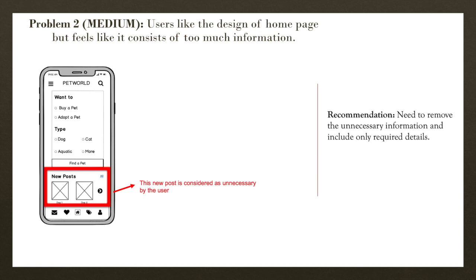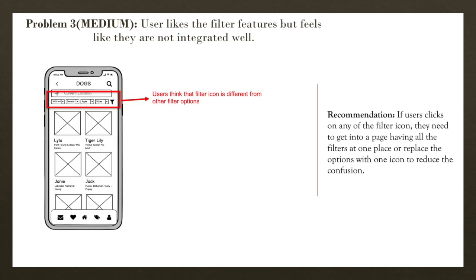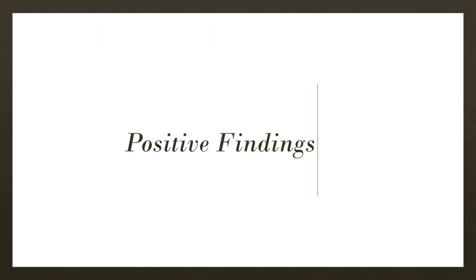And the other one is they like the homepage, but they think it consists of too much information. So my recommendation is to only keep the required information instead of having other details. And also the other one is the filter options. The icon and the options are creating confusion for the users, and so we made the decision to remove the different options and make a clear icon so that users will not get confused.